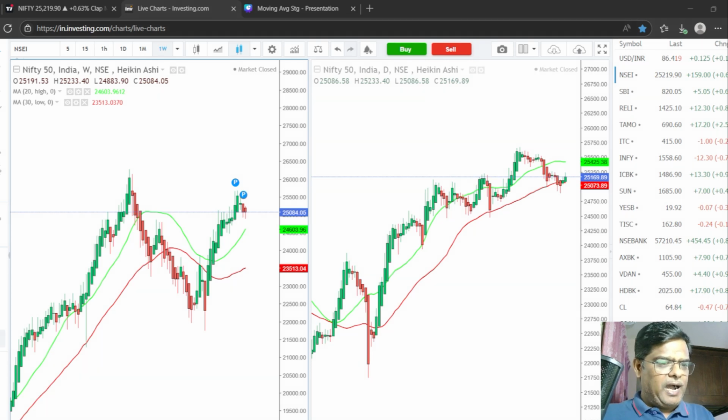So let me go back. When the candles and price have crossed, it becomes a weekly uptrend. So this stock is in an uptrend. Nifty is currently going in an uptrend. Very easy.